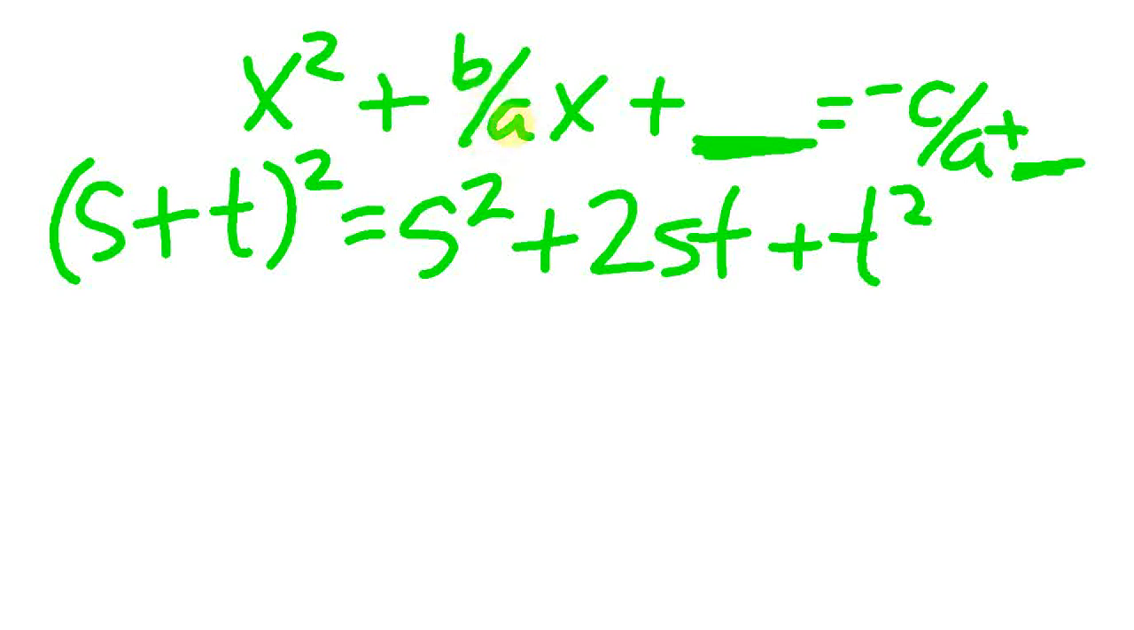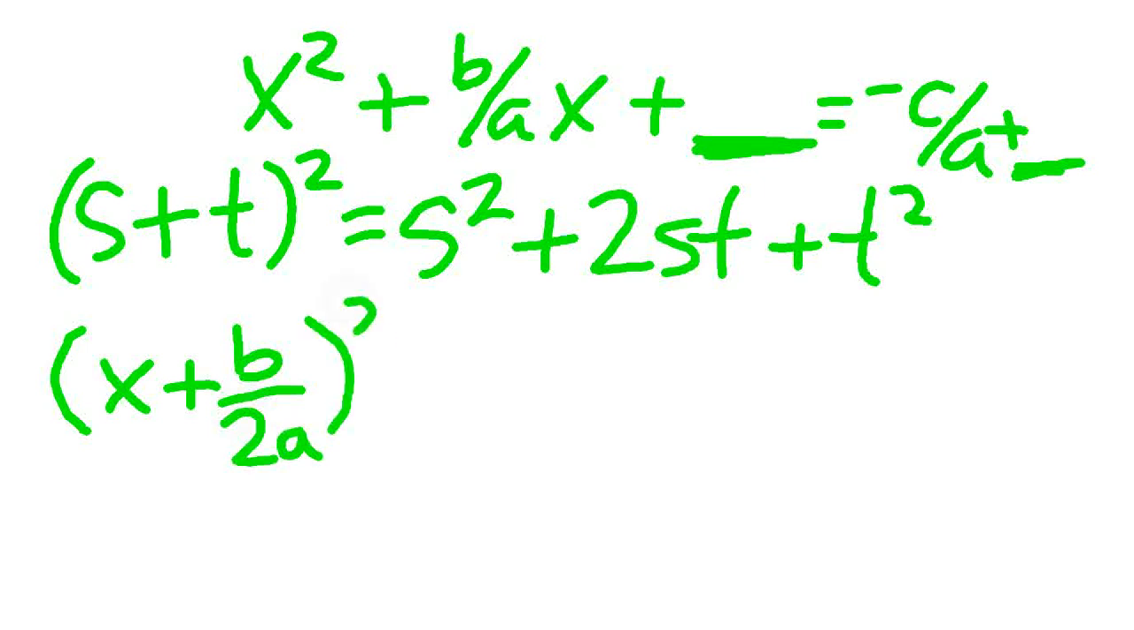But what should it be exactly? Well, I'll tell you what it's going to be, and I'll explain why. It's going to be x plus b over 2a squared. Okay, the reason why is because we have a 2 here, so this middle term is going to be twice our t value.